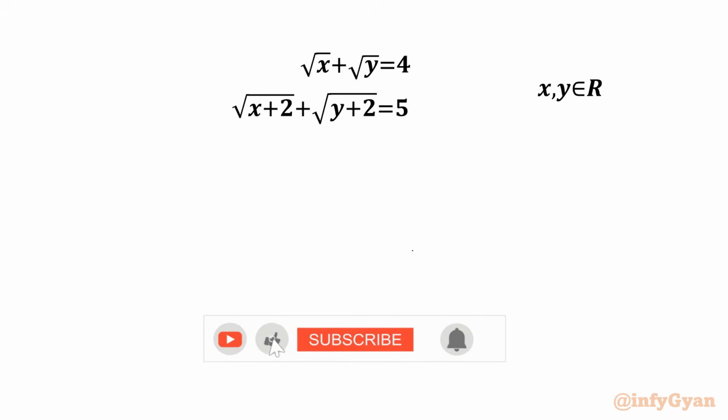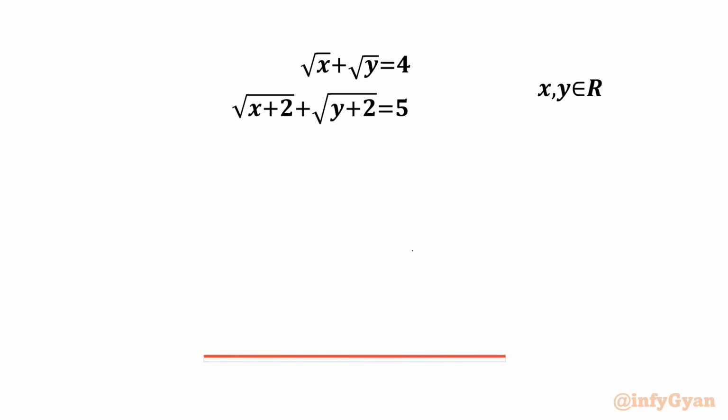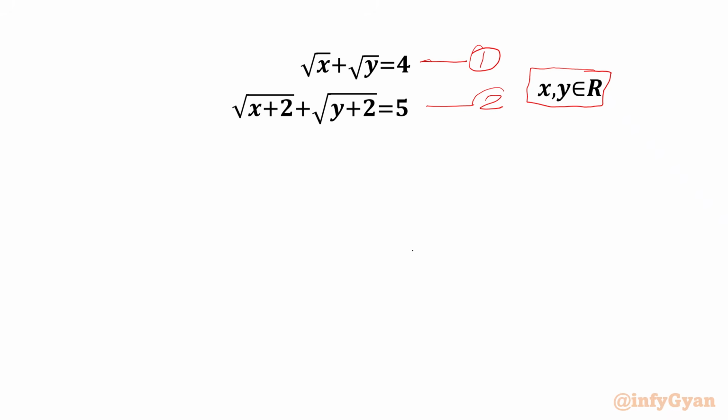Today in this video we'll be solving one very interesting system of equations for the real values of x and y. So let's get started by writing here equation numbers first, 1 and 2. We have square root x, we have square root y. So x and y must be non-negative.